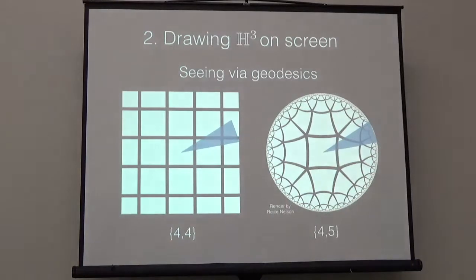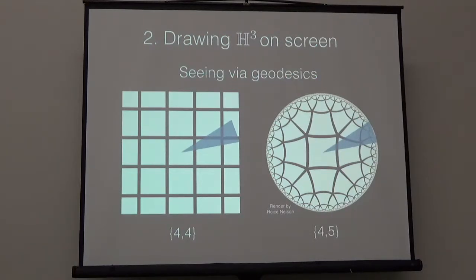The second thing, how do you draw objects in this hyperbolic space on the screen? So I mentioned before, you want to see along geodesics. That's sort of the way that you get inside of the space rather than just seeing some sort of map of the space from the outside.